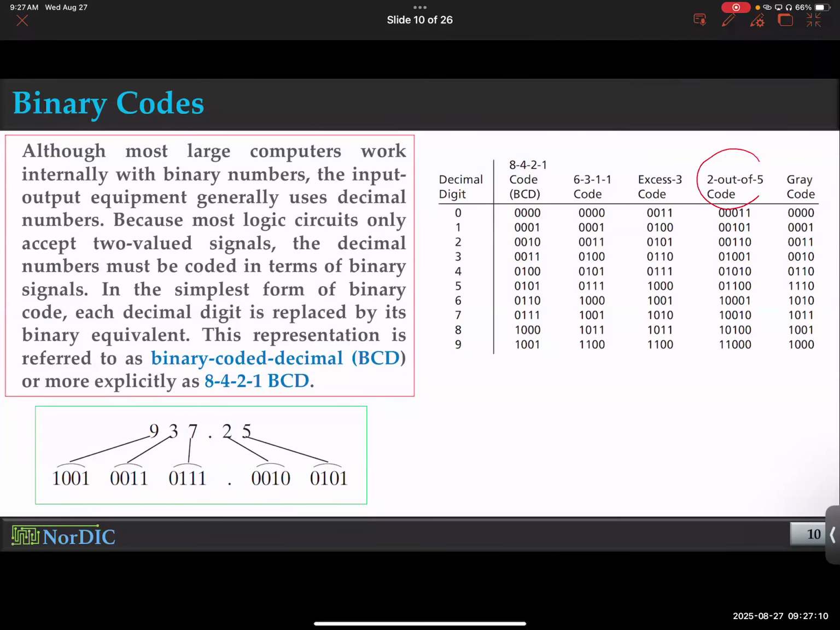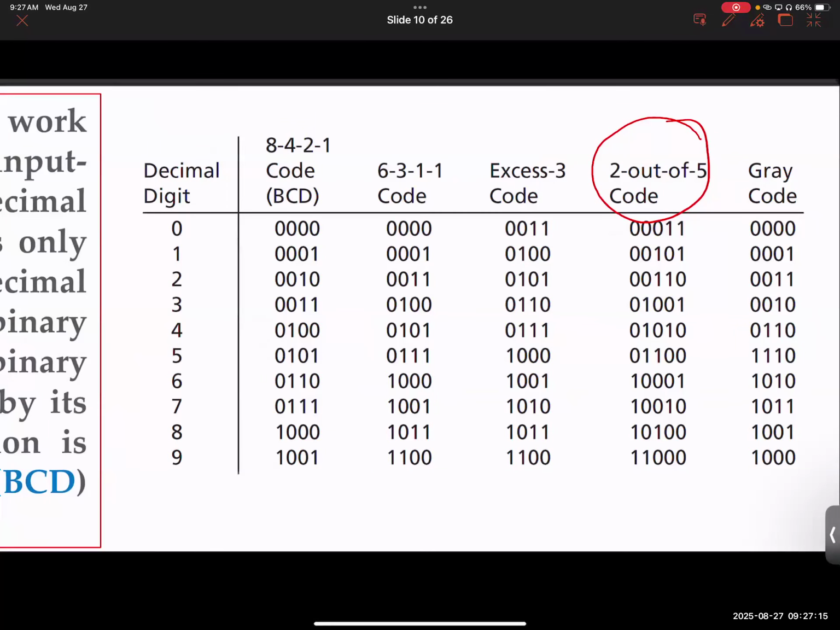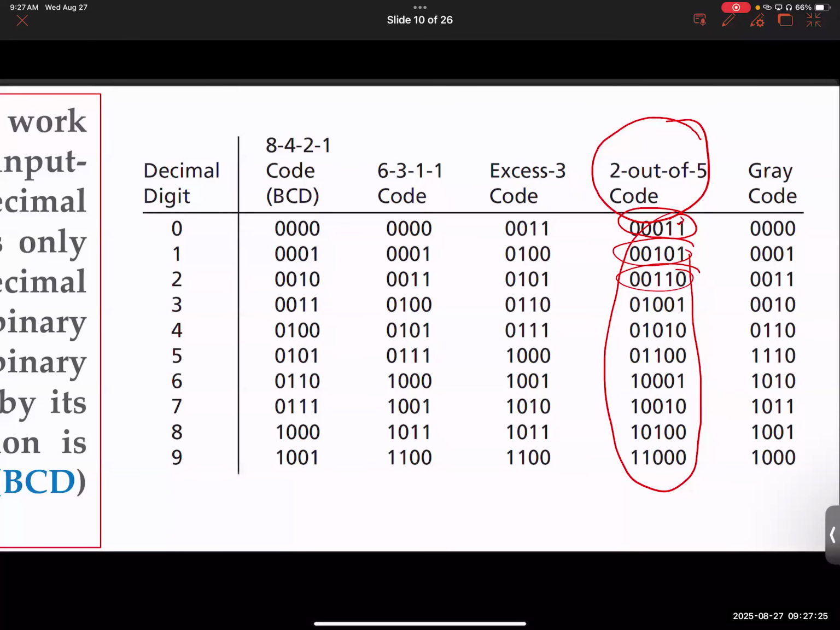say, 2 out of 5 code. This is interesting. Why? So in this coding system, you use 5 bits every time. There are like 5 bits, and 2 of them will be 1. So that's why the name, 2 out of 5. Notice this. Look at all the numbers. There are exactly 2 1s in different positions. Okay, and everything else is 0.